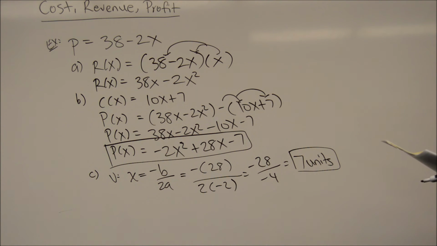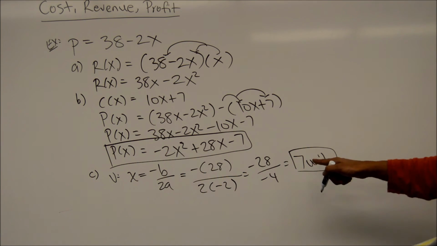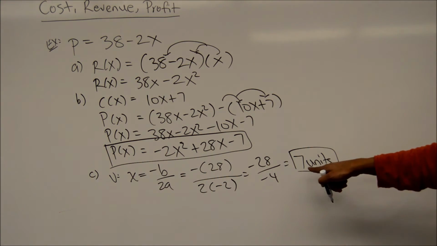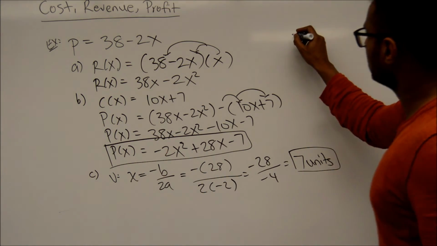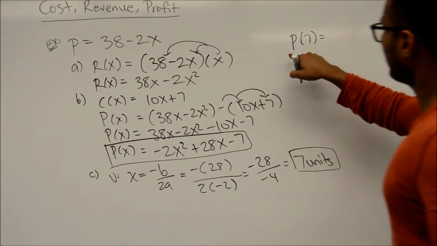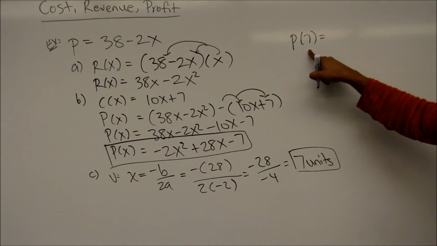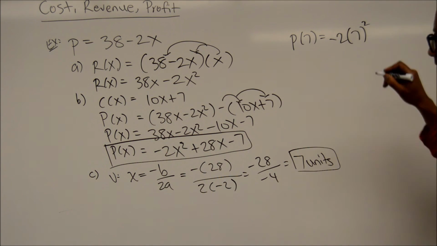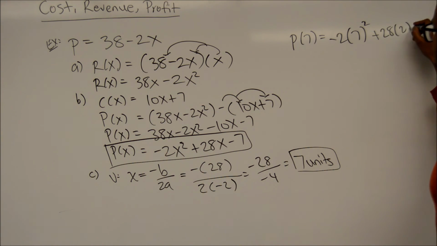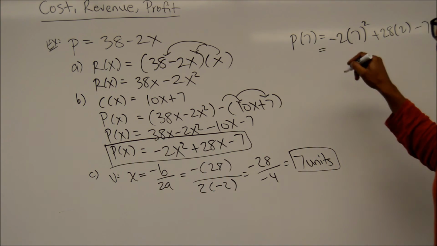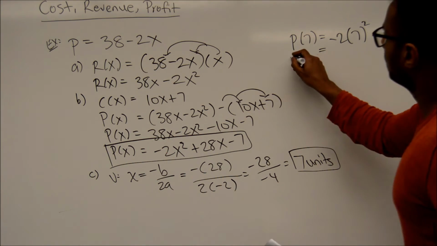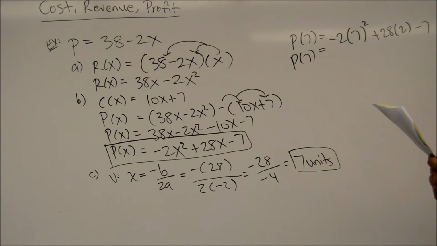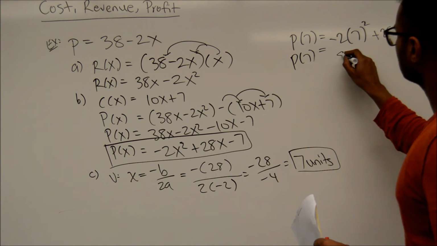Now in part D, we have to figure out what is the maximum profit. So if the value of x is 7, that means we're selling 7 units, then P of 7, which represents the profit when 7 leashes are sold, is going to be negative 2 times 7 squared plus 28 times 7 minus 7. Okay, so remember exponent first, then you multiply, then add and subtract at the end. And the profit when 7 leashes are sold is going to equal $91.